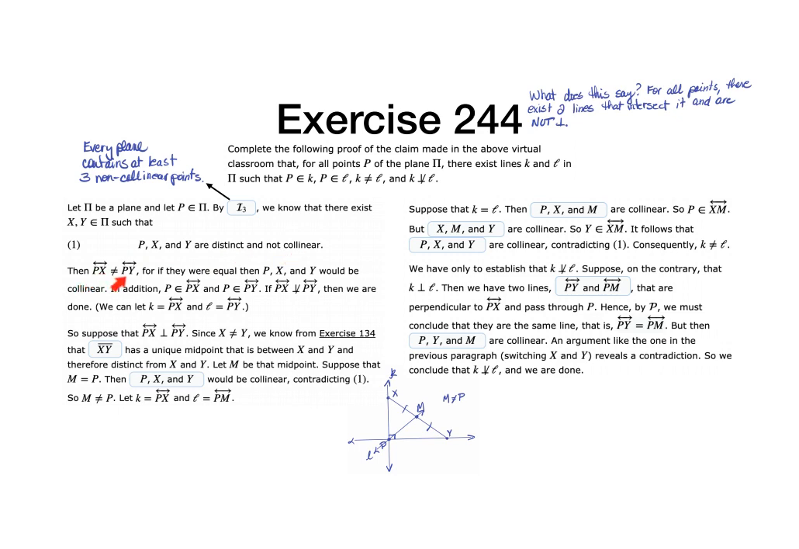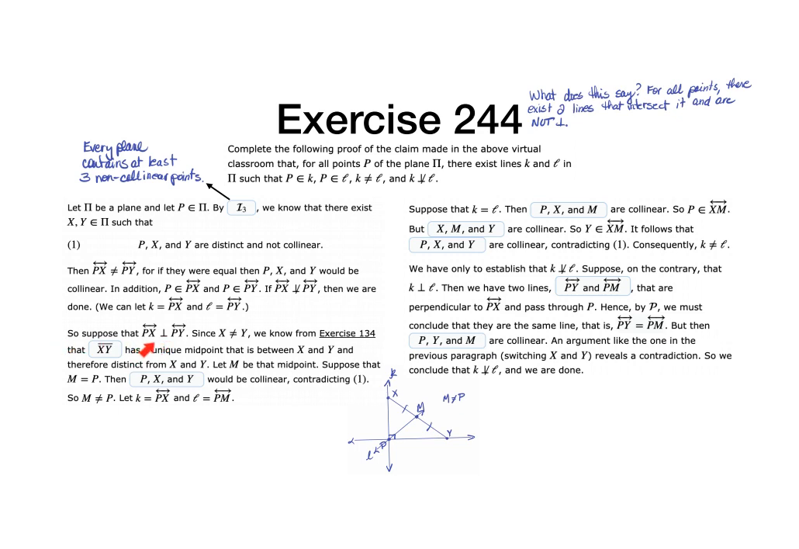Then line Px is not equal to line Py, for if they were equal, then P, x, and y would be collinear. In addition, P is an element of the line Px, and P is an element of the line Py. If line Px is not perpendicular to line Py, then we're done, and we can let K equal the line Px and L equal the line Py. But we also have to show that that's the case if I have chosen three non-collinear points in a plane such that these lines are perpendicular. So we're going to move on.